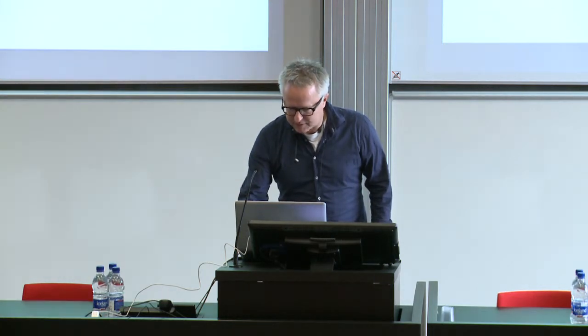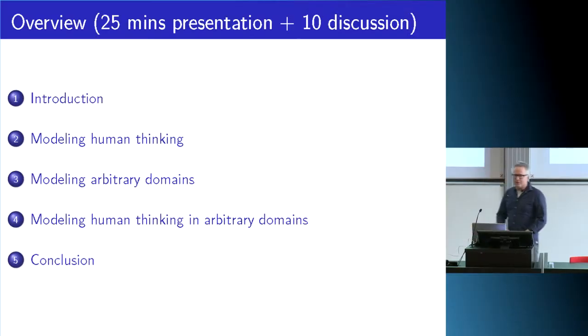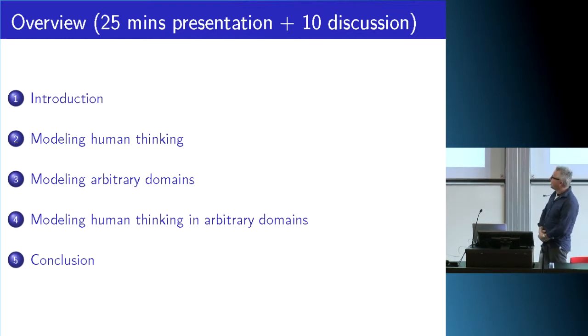I have a mountain here to look at. So this is an overview of the talk: a 25-minute presentation, and then a 10-minute discussion, with an introduction and modeling human thinking, then modeling arbitrary domains, and modeling human thinking in arbitrary domains, and finally a conclusion.